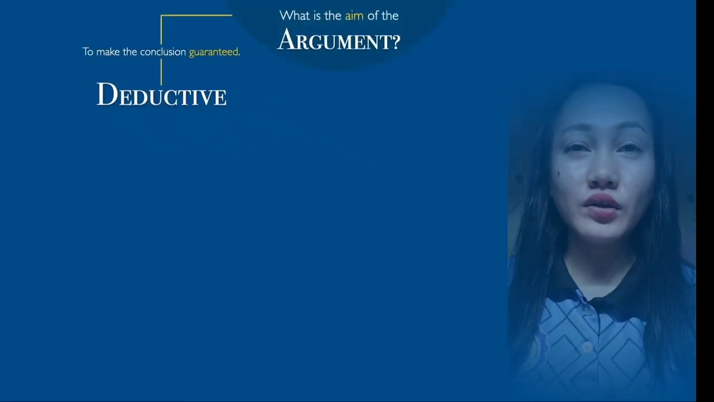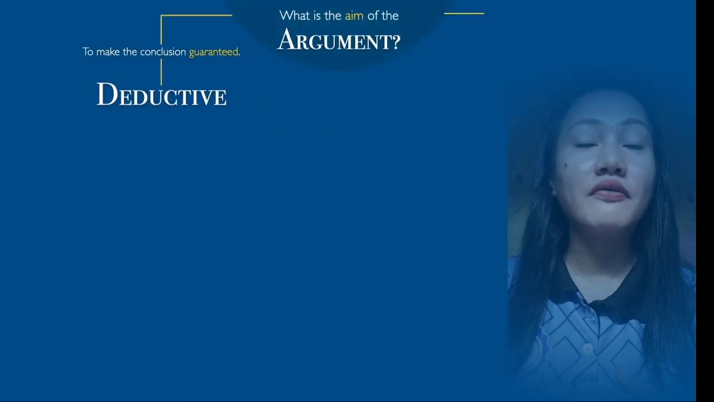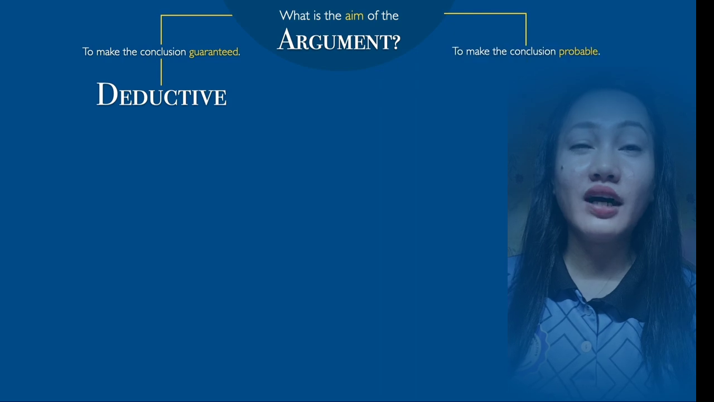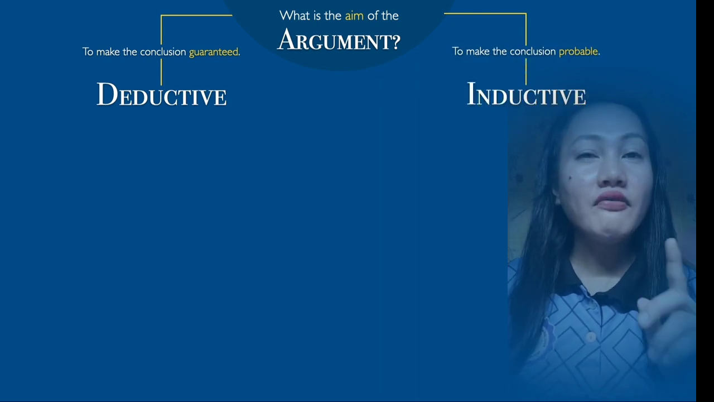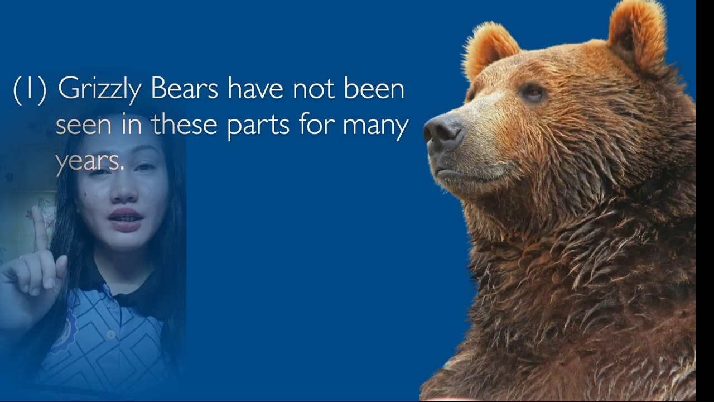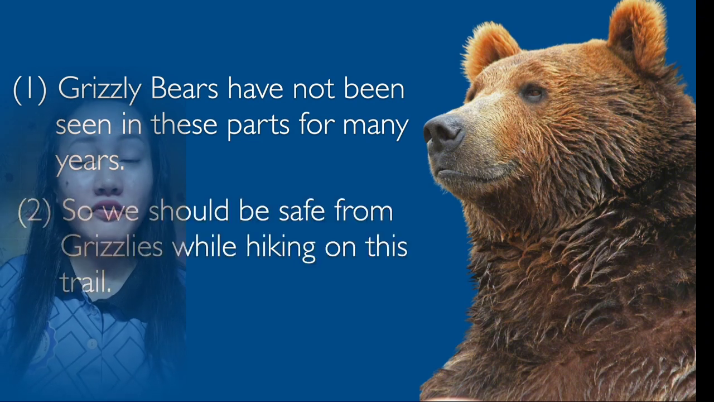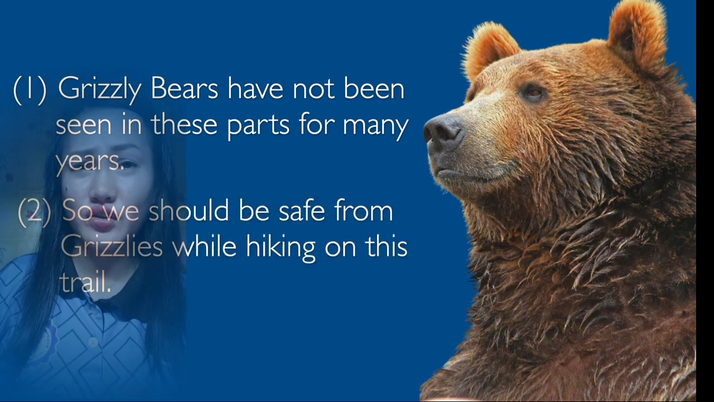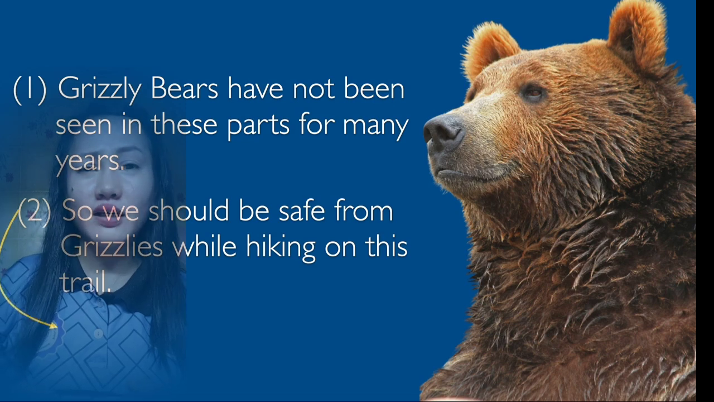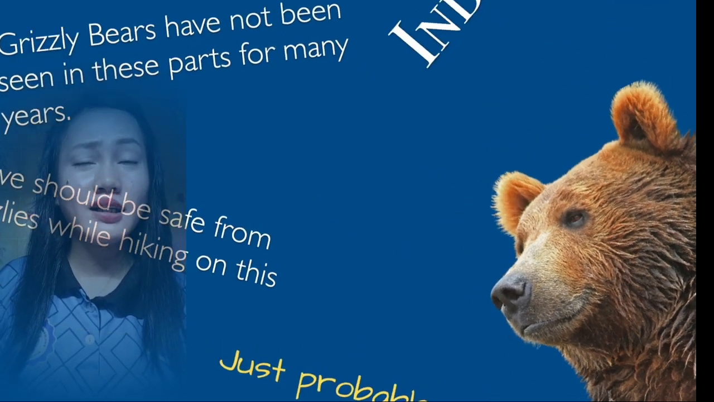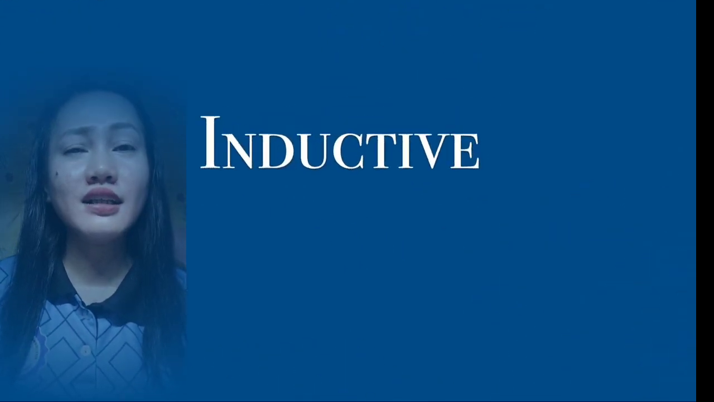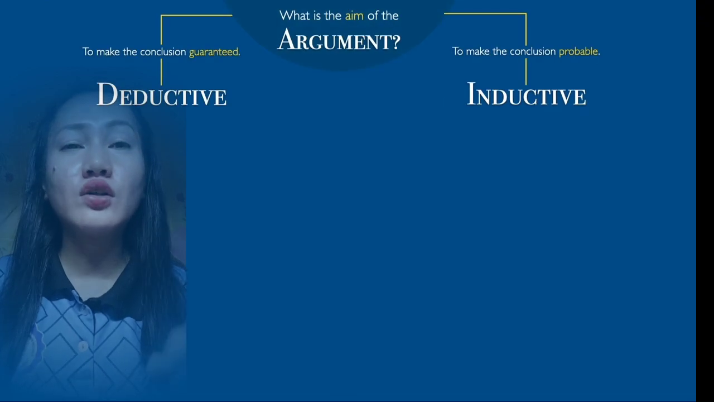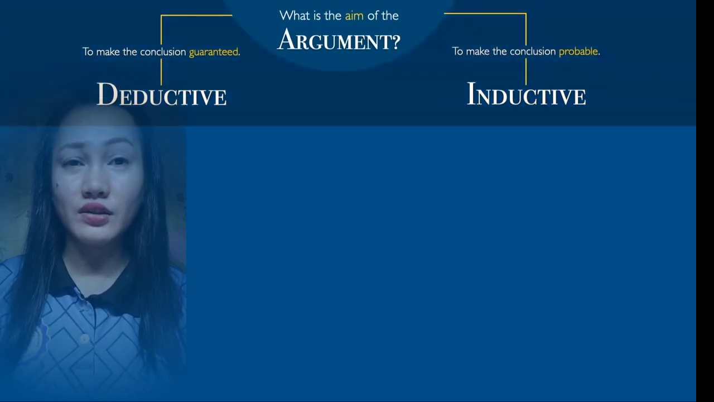But some arguments only aim to make the conclusion probable. Then these are the inductive arguments. For example, grizzly bears have not been seen in this park for many years, so we should be safe from grizzlies while hiking on this trail. This is pretty good reasoning, but the conclusion is not a sure thing, and that's okay. It is an inductive argument. So its goal is a probable conclusion.